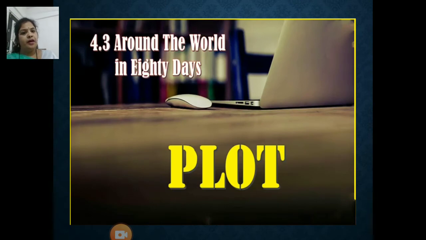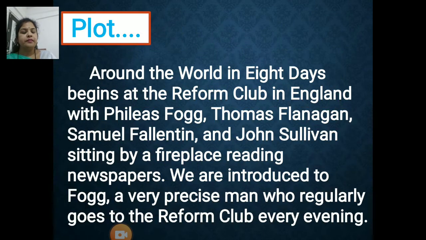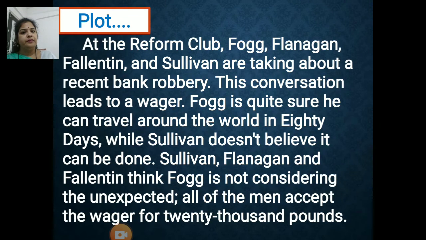Plot of the novel Around the World in 80 Days. Around the World in 80 Days begins at the Reform Club in England with Phileas Fogg, Thomas Flanagan, Samuel Follington, and John Sullivan sitting by a fireplace reading newspapers. We are introduced to Fogg, a very precise man who regularly goes to the Reform Club every evening. At the Reform Club, Fogg, Flanagan, Flanagan, and Sullivan are talking about a recent bank robbery.